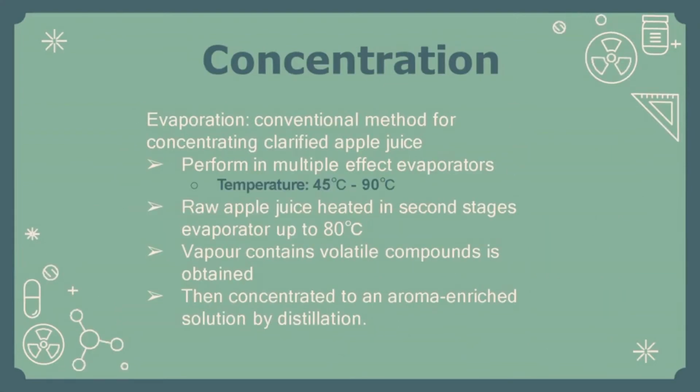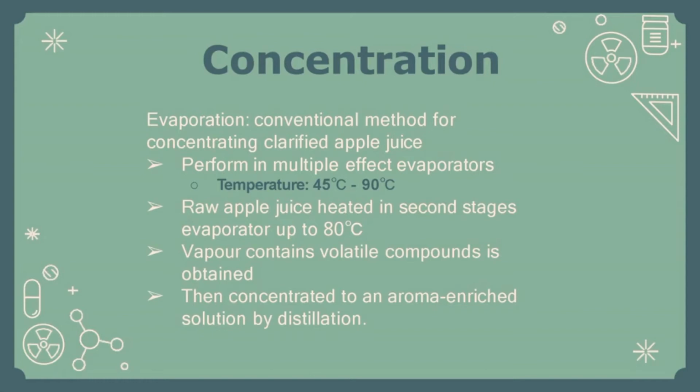The last process is the concentration process. Evaporation is the conventional method for concentrating clarified apple juice. It is performed in a multiple effect evaporator at temperatures between 45 degrees Celsius and 90 degrees Celsius. Simultaneously with the water evaporation, low molecular weight volatile flavor compounds are entrained, and therefore it is a common practice to remove the aroma compounds before concentration.